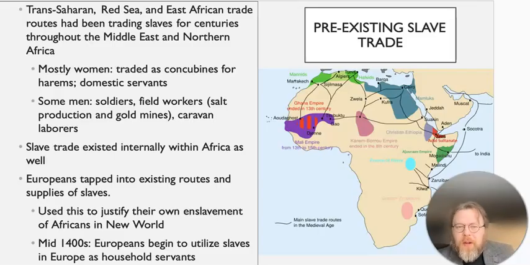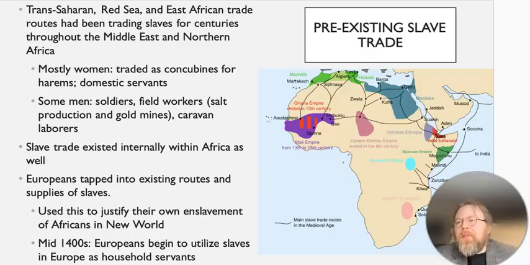So you also have some males that are also sent. Sometimes these could be soldiers. And by the way, the use of slave soldiers is also something that is surprisingly common throughout the ancient world. They're used as field workers. This is like for things like salt production and gold mines, and also as caravan laborers. So slavery exists internally within Africa as well as externally beyond Africa. And that's something that's kind of important to remember.